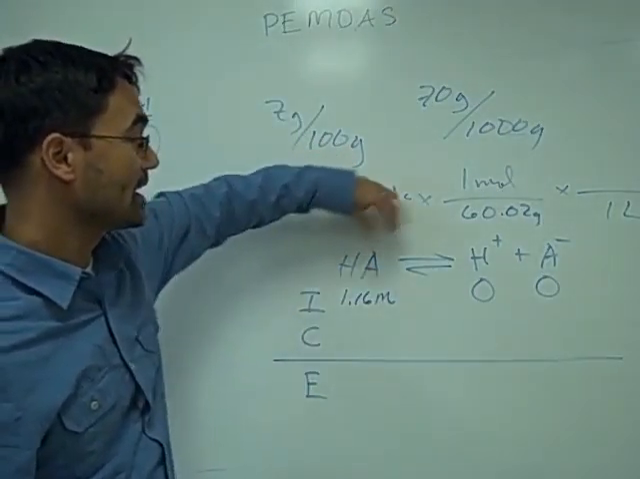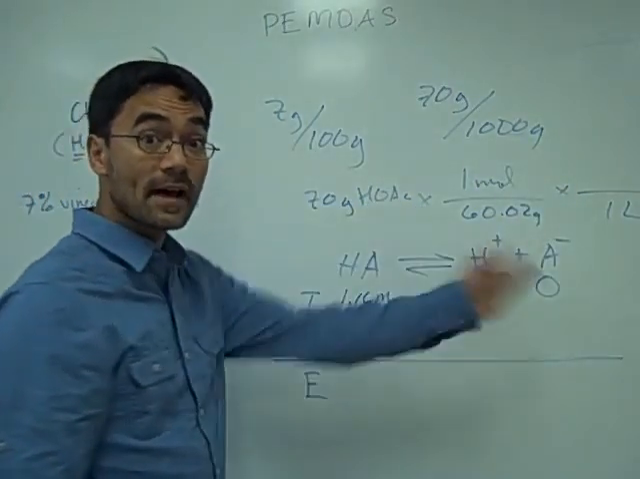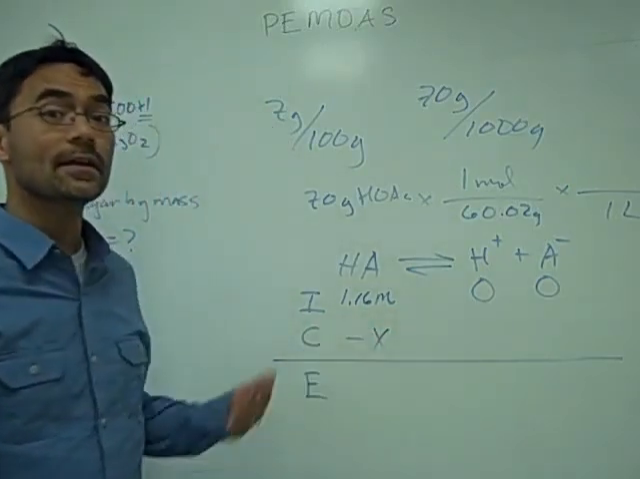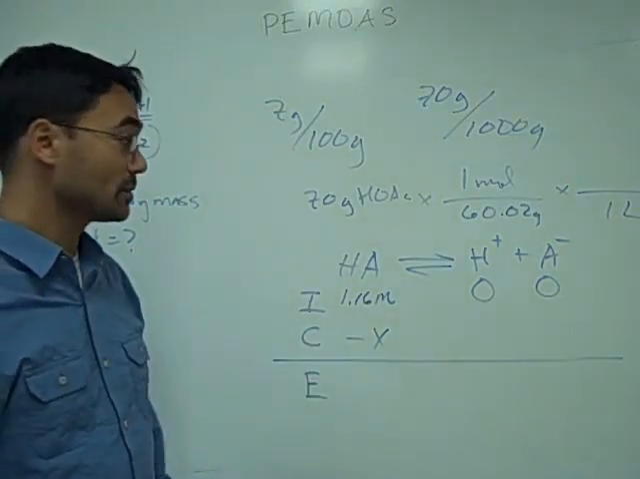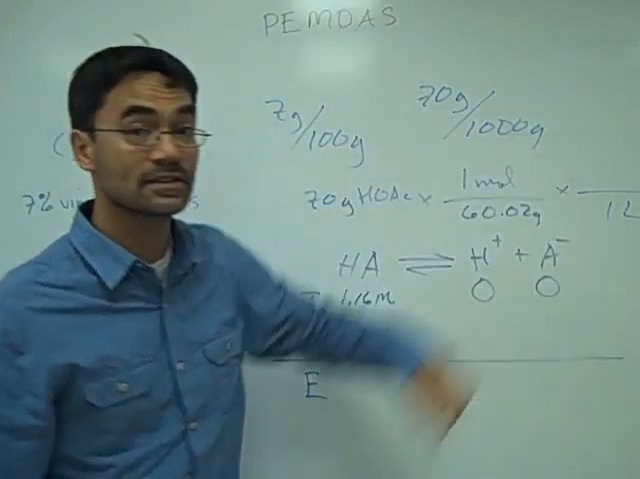We have the weak acid and none of the products. But we know that's got to change. This system has to go forward to make products. So there's going to be some loss of acid. Now, everything in this process is a one-to-one stoichiometry. For every acid molecule that breaks, we get one piece of hydrogen and one piece of the anion.